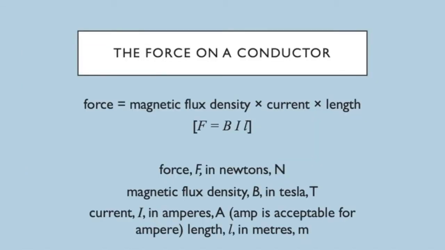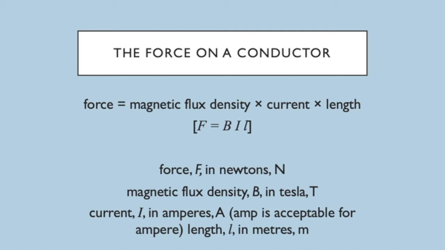Let's get to the focus of what we're doing then. How can we calculate the force on a conductor? Well, we can calculate it using this equation. Force equals magnetic flux density, which is the same thing as the magnetic field strength, times the electric current, times the length of the conductor in the magnetic field. The symbols are F for force, B for magnetic flux density, I for current, and L for length. So we get F equals BIL.